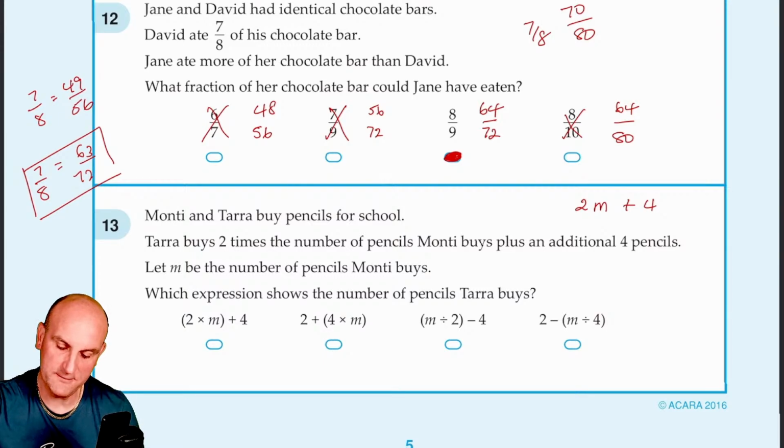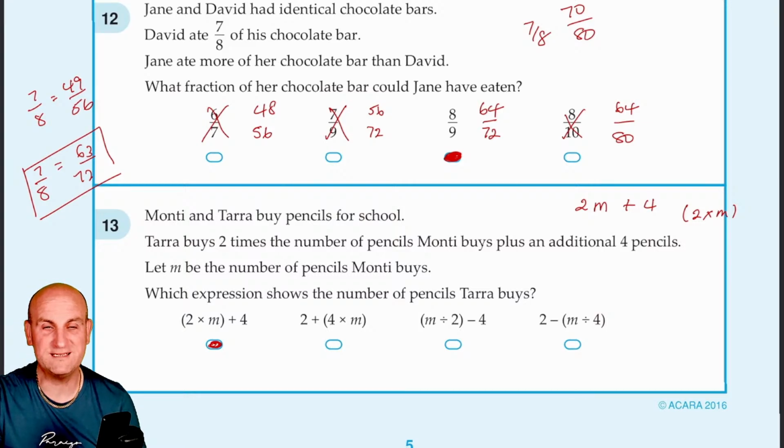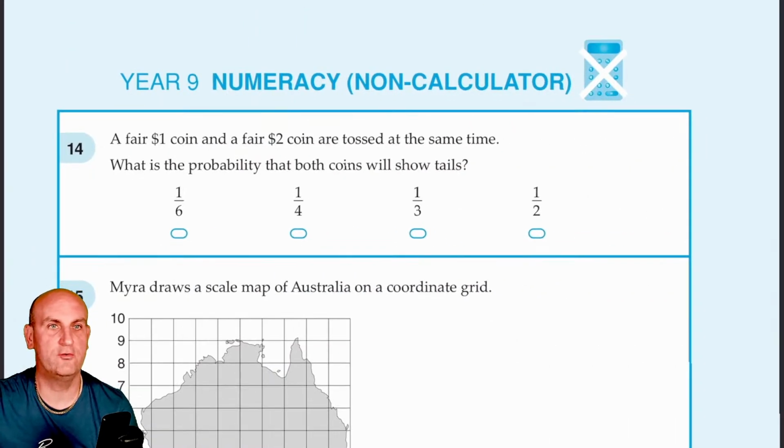So if we look at this one here, that's definitely got plus 4. That doesn't have a plus 4 in it. That doesn't have a plus 4 in it. So by trial and error, or even just by looking at it, you can probably see it's part A. They're just trying to trick us here by putting the 2 and the M in brackets as 2 times M. Not wrong mathematically, but certainly there to try and trick us.